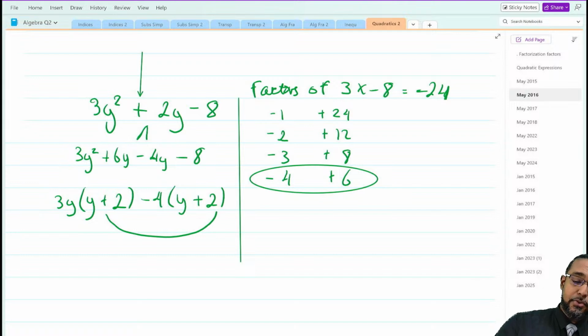We see now these two binomials are the same. So we have y plus 2 as a common factor, and then the coefficients are simply collected in the bracket. Common factor to the front, the uncommon factor to the back.